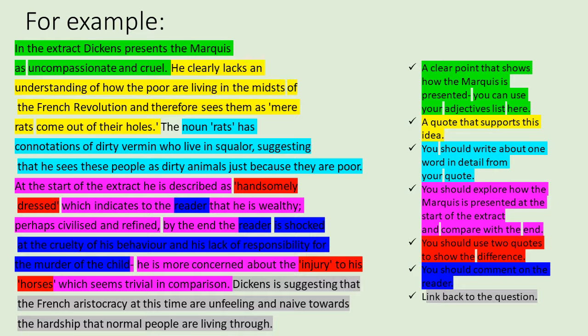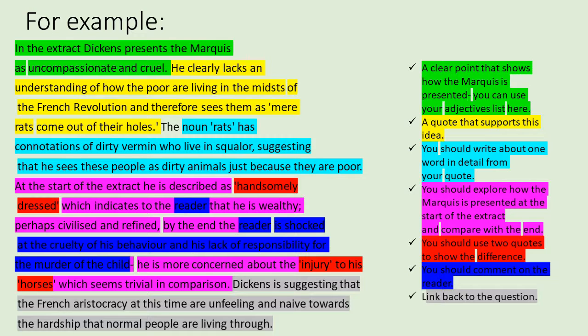Okay, so this is an example of the kind of paragraph you may have written. In the extract, Dickens presents the Marquis as uncompassionate and cruel. He clearly lacks an understanding of how the poor are living in the midst of the French Revolution, and therefore sees them as mere rats come out of their holes. The noun rats has connotations of dirty vermin who live in squalor, suggesting he sees these people as dirty animals just because they are poor.